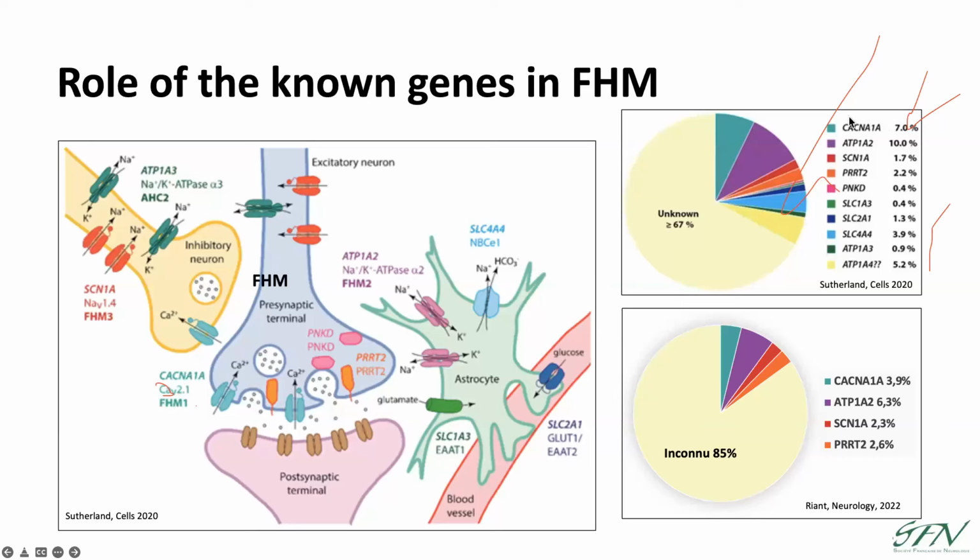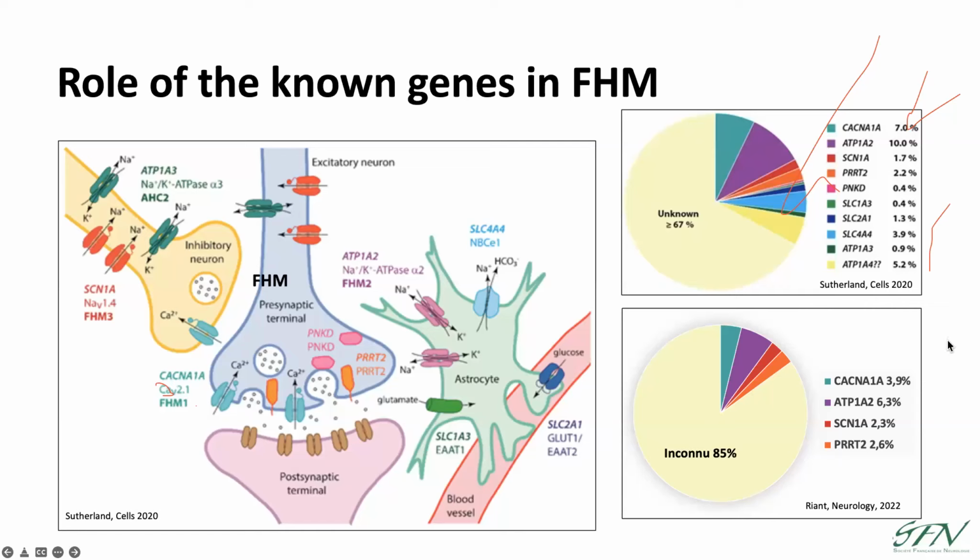The calcium channel gene is the most frequently involved. No, it's not the most, it's ATP1A2, FHM2, which is the most common, followed by the calcium channel gene. And then the third gene, PRRT2, is responsible for a few patients. Other mutations have now been identified in other genes, but need to be confirmed.